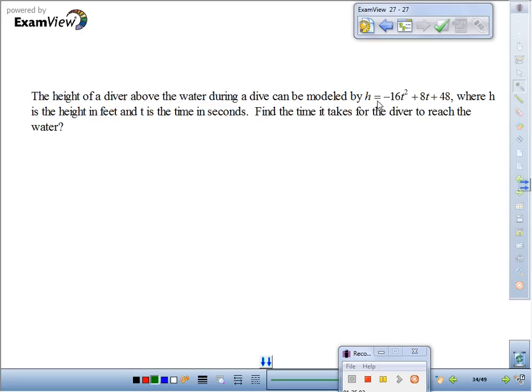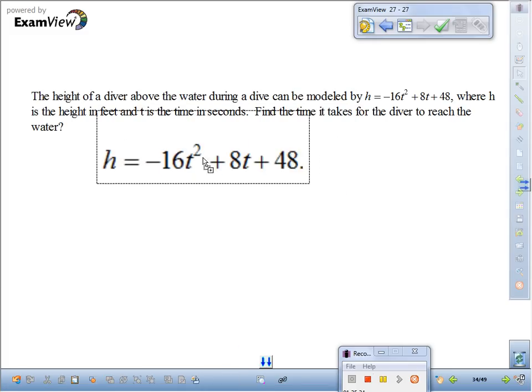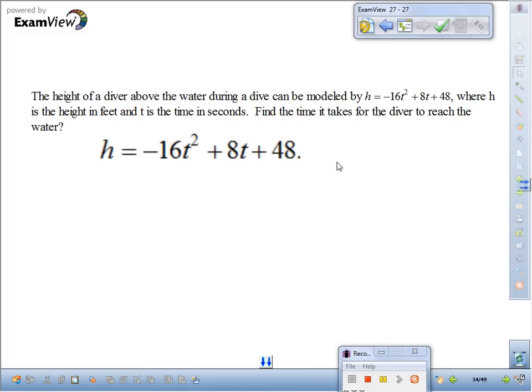It says, the height of a diver above the water during a dive can be modeled by h equals negative 16t squared plus 8t plus 48, where h is the height in feet and t is the time in seconds. Find the time it takes for the diver to reach the water. So, for this one, let me get this cropped out and brought over here. Okay, there it is.